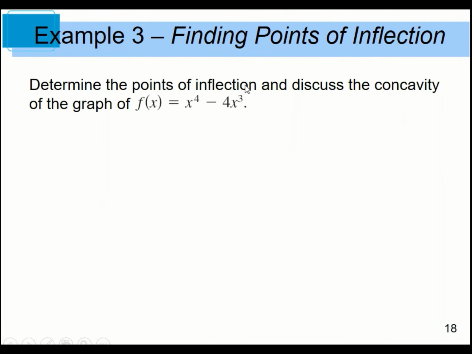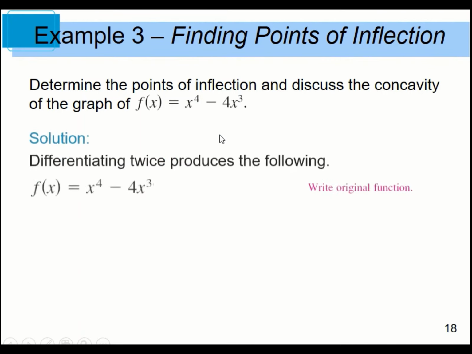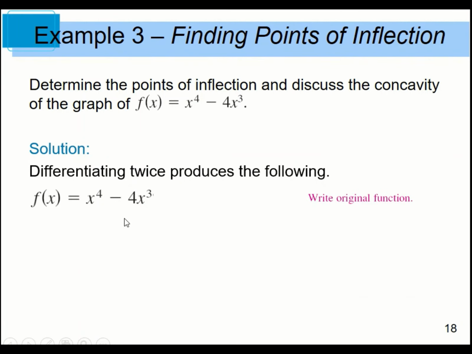So let's use an example to understand further. Determine the point of inflection and discuss the concavity of the graph of f(x) equals x to the power of 4 minus 4x to the power of 3. So first, this is the function we have. To decide the concavity and the point of inflection, what do we need to do? We need f prime and f double prime. So we are going to differentiate 2 times.